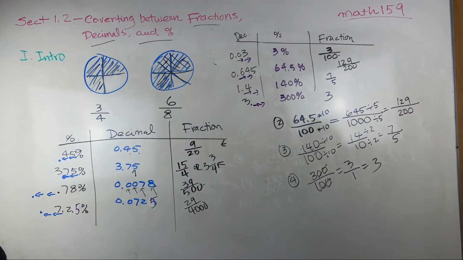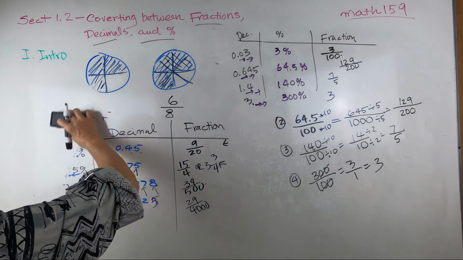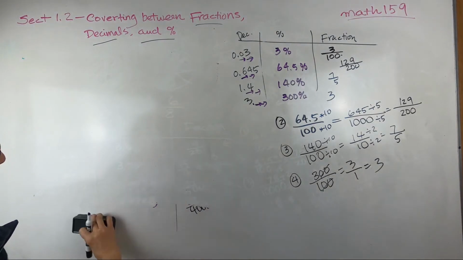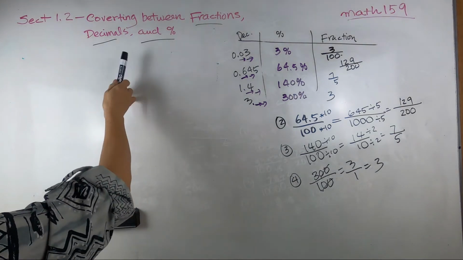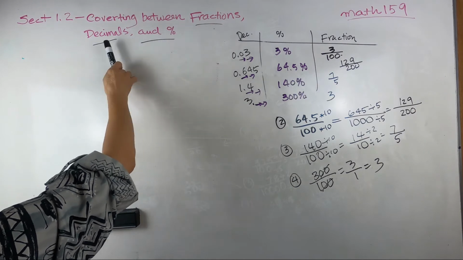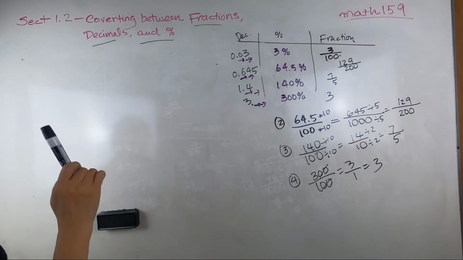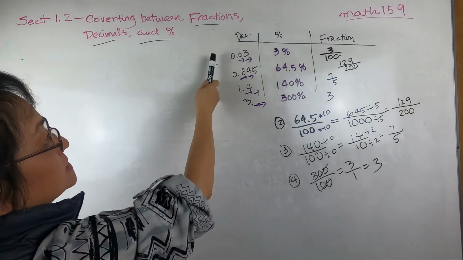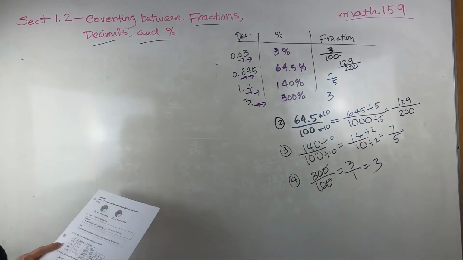Right? Think about it. For some of you, it's still very straightforward, but for some of you, you need to catch up, right? So what did we just do? We are converting between fractions, decimals, and percent. The first one we did was from percentage to decimals to fractions. And this one is from decimals to percentage to fractions. Okay?